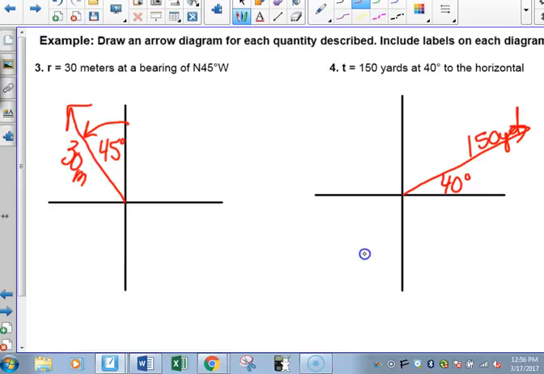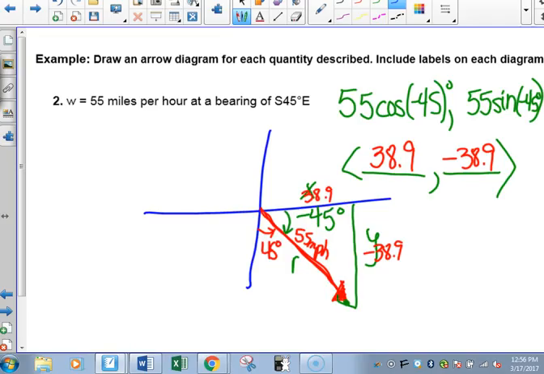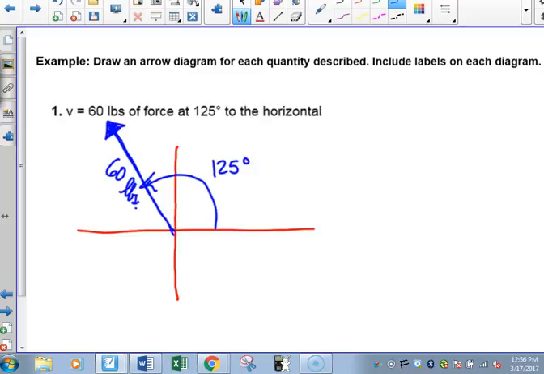All right, so what are we going to do on this one? Oh, did I skip 2? Oh, I skipped 1. Well, let's go back and do 1. Sorry about that.